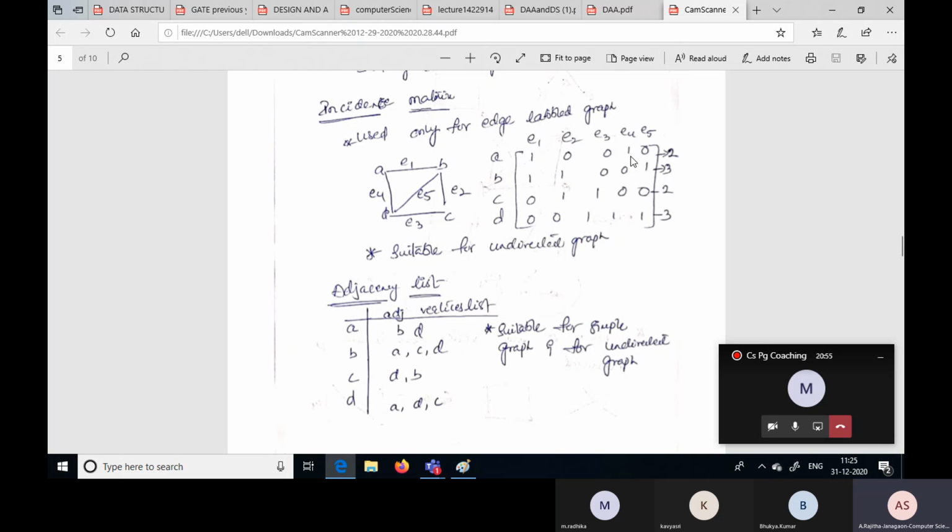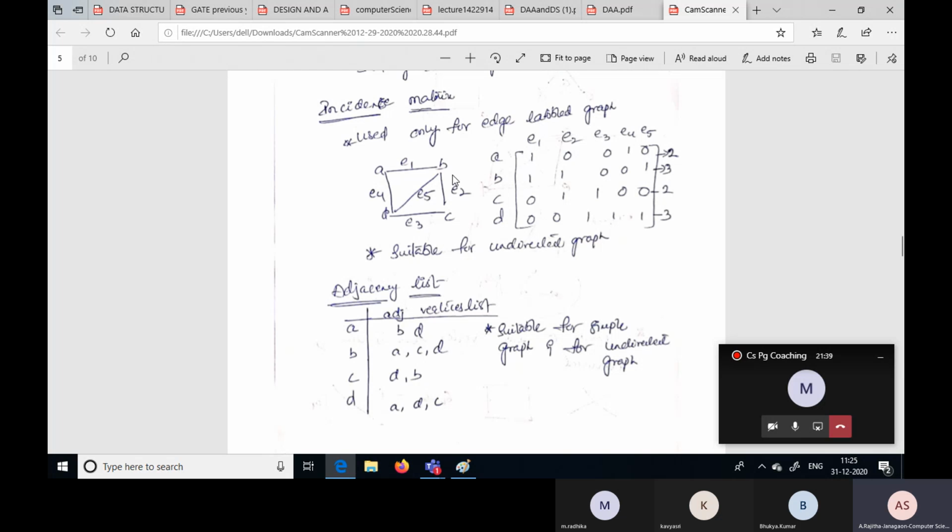So here 1. From E5, this edge is from D to B or B to D, so that it is a 0. Now suppose coming to B, here there is an edge from B to A. So that's why here 1.